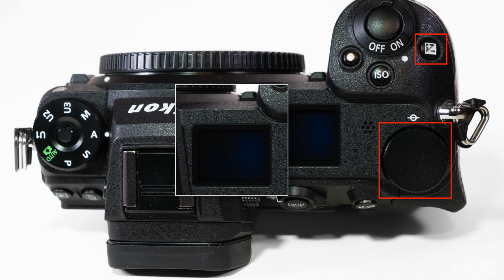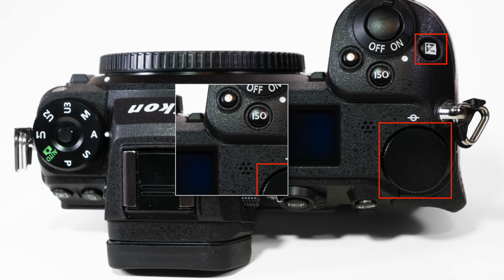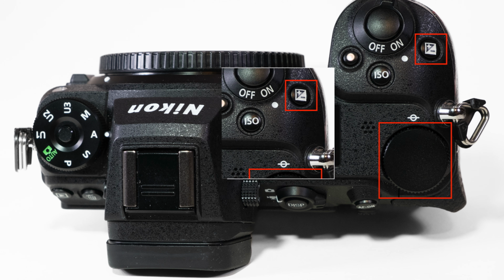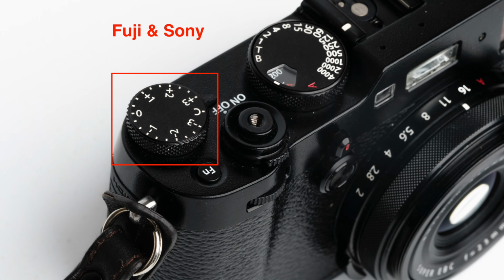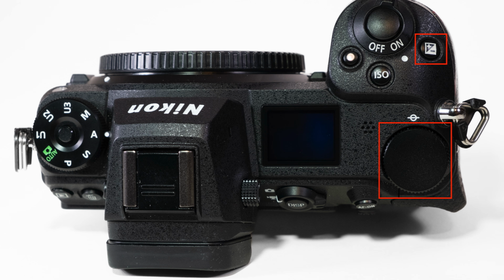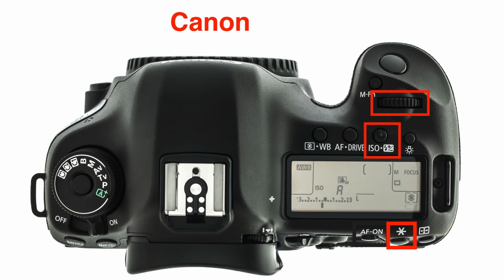Exposure compensation is usually a button and a dial with the plus/minus symbol. Sony and most Fuji cameras have the dial separate, so you just turn the dial. Nikon cameras have a button with a dial. Canon cameras have 1 to 2 buttons plus a dial to use the exposure compensation feature.